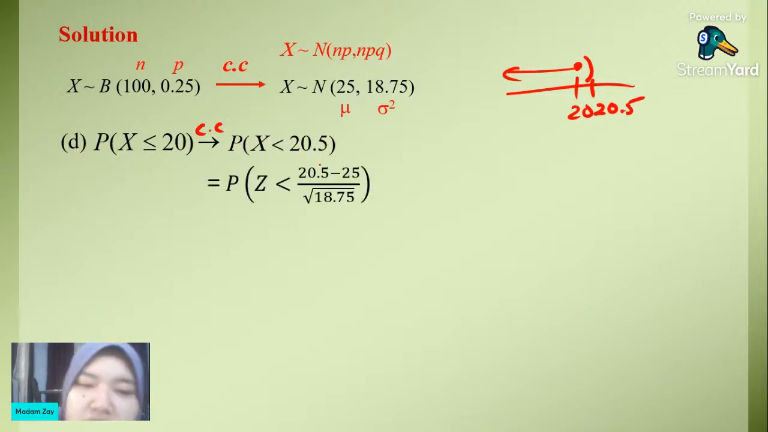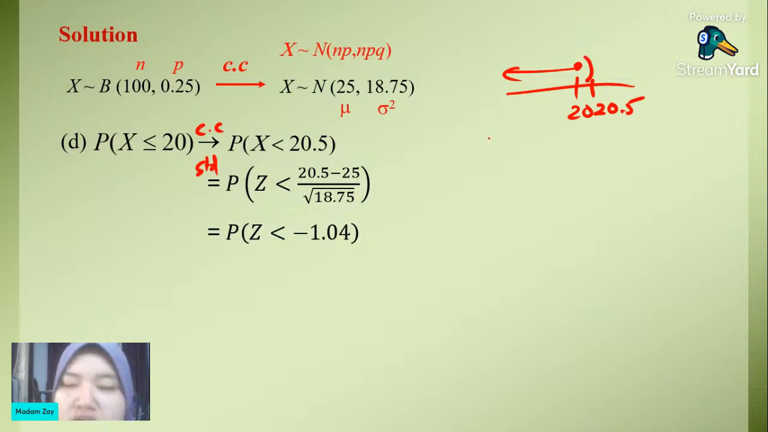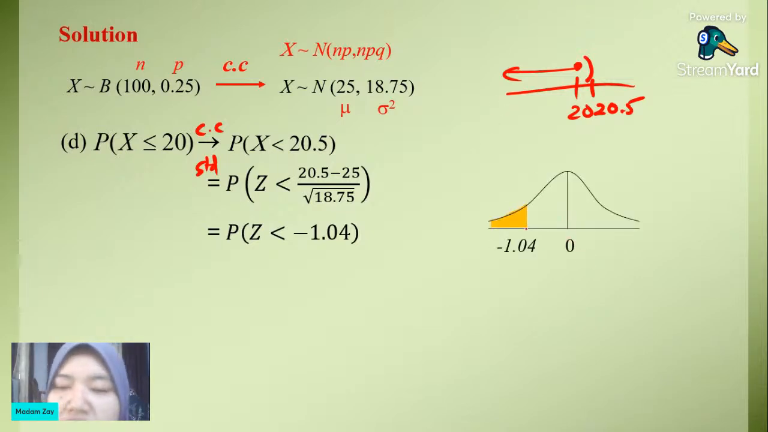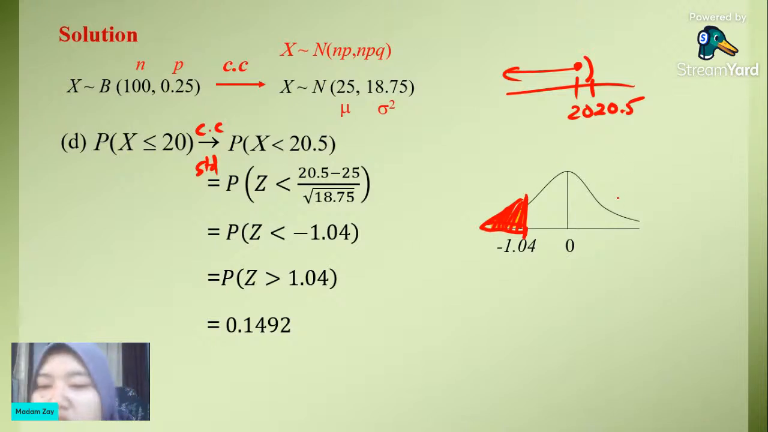So the next step is standardizing, use the formula. Probability of z is less than 20.5 minus 25 divided by square root of 18.75. So we get probability of z less than negative 1.04. So on the graph, negative 1.04 is on the left side of 0, and the area less than it will be this area, the smaller triangle. So we can directly reflect it to the right side, which is equivalent to z more than 1.04, which we can directly take from the table, which is equal to 0.1492.